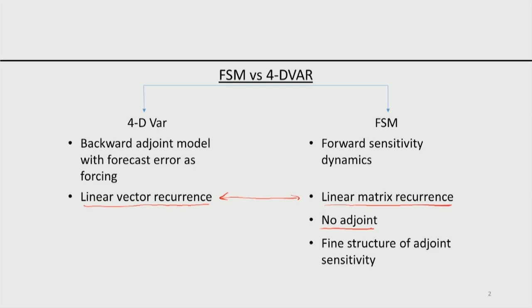Another advantage of the FSM is that using forward sensitivity, I can express the adjoint sensitivity. I can decompose the adjoint sensitivity and express it as a function of forward sensitivities and forecast errors. In the case of 4DVAR, our aim is simply to get the adjoint sensitivity. What is the adjoint sensitivity? The adjoint sensitivity is essentially delta J by delta x_0. That is the adjoint sensitivity, because my aim is to minimize J of x_0. In order to minimize J of x_0, we have to compute the gradient with respect to x_0, and this sensitivity is the one that we computed using the 4DVAR or adjoint method. So in this parlance, this is called adjoint sensitivity.